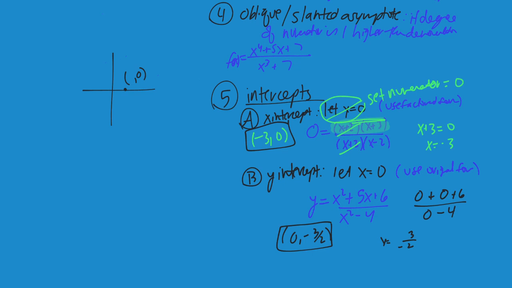And so let's graph everything we know so far. I'm going to erase this. Oh, maybe I won't. Let's just make a new graph. We have an asymptote at y equals 1. We have a vertical asymptote at 2. We have an x-intercept at negative 3, 0. Pardon me. We have a hole at negative 2, negative a fourth. We have a y-intercept at 0, negative 1.5.